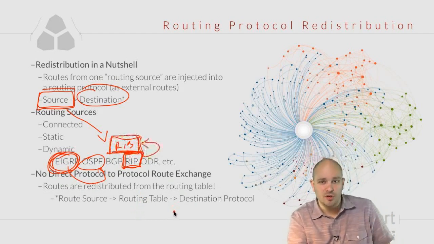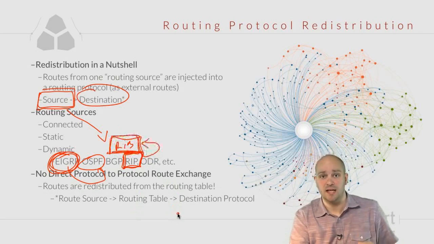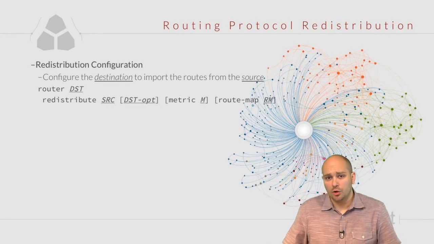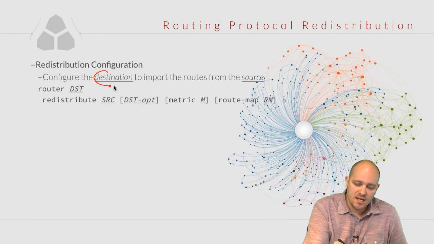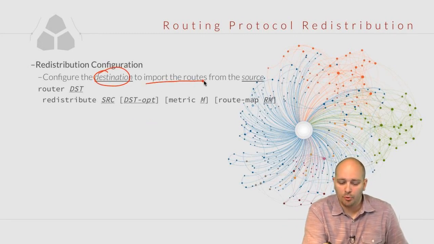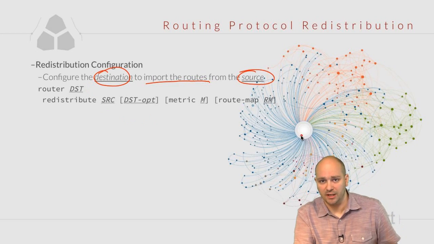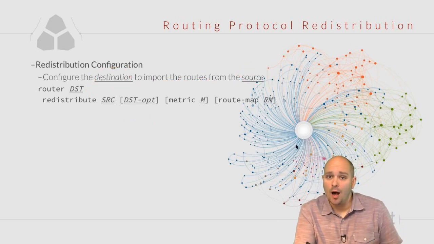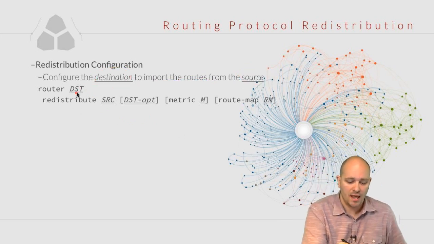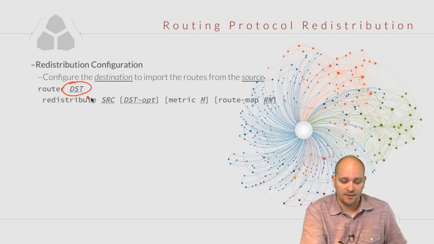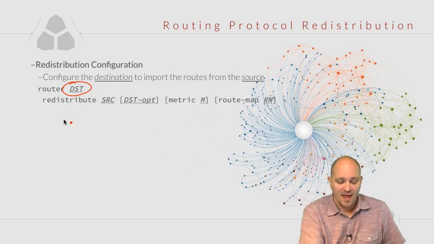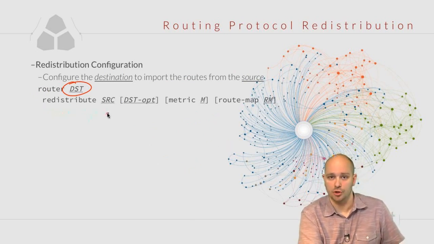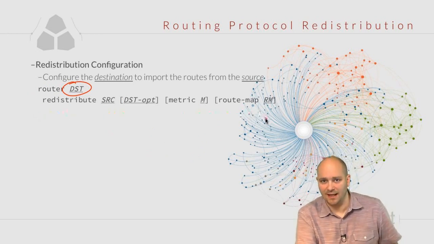So this is really a fundamental thing in understanding how route redistribution works. As I mentioned before, when we are configuring redistribution, what we are configuring is the destination routing protocol to import the routes from the routing source. So generically speaking, our configuration of the redistribution is going to be the router and then the destination process, whatever it might be, say EIGRP or OSPF, and then we are going to configure the redistribution command. And this is the generic syntax of this command.